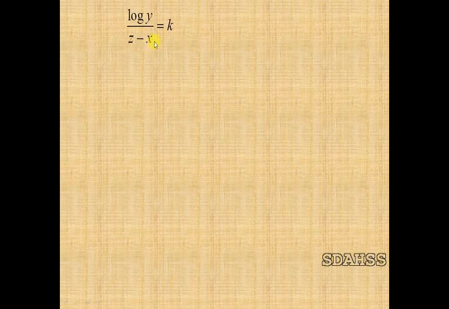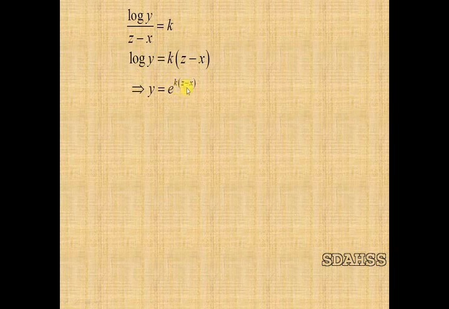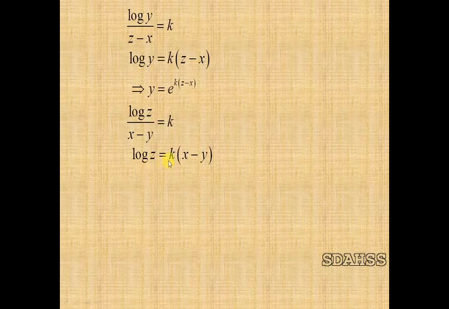Log y divided by z minus x is equal to k. Cross multiply. So you will get log y is equal to k into z minus x. Taking e on both sides, e and log cancel. Remaining you have y is equal to e power k into z minus x. Equate the last one. Log z divided by x minus y is equal to k. Cross multiply. Then you will get log z is equal to k into x minus y. Similarly here also you have to take e on both sides, e and log cancel, so remaining you have z is equal to e power k into x minus y.